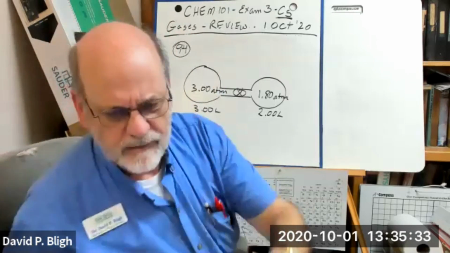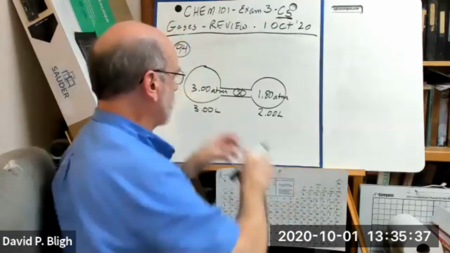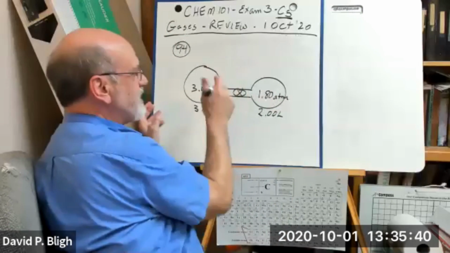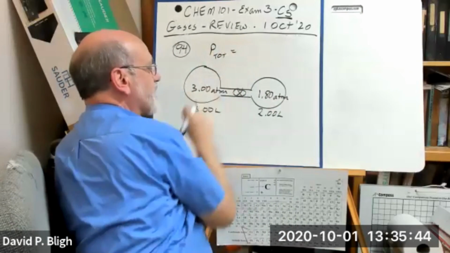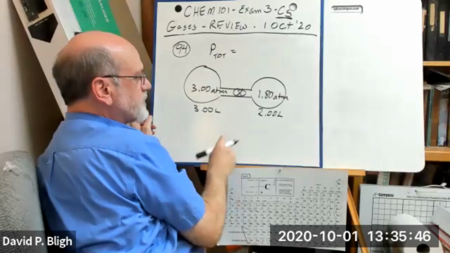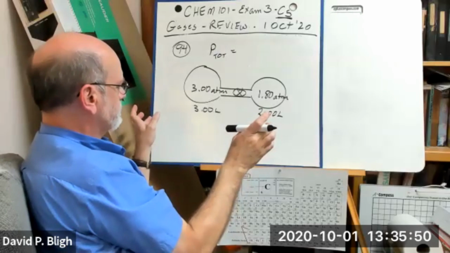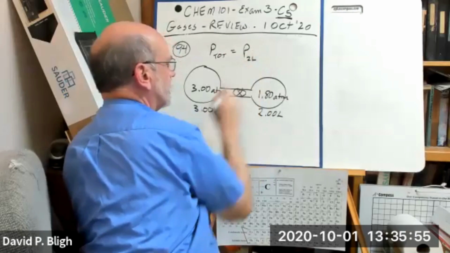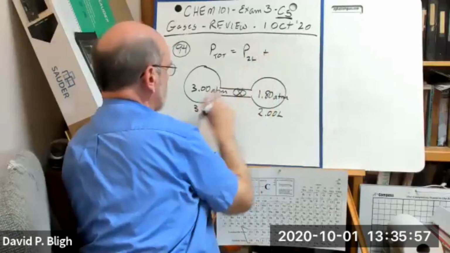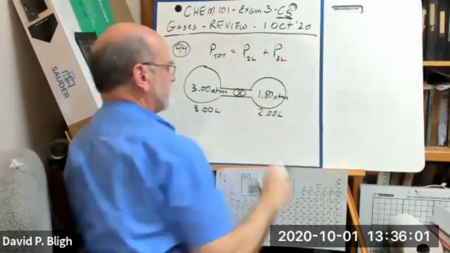Okay, so let's go back to the question. What's the final pressure? Okay, so what's the final pressure after we open the valve? So that pressure is actually going to be equal to the pressure due to this gas on that side, and let's just call this P of 2 liters plus P of 3 liters.